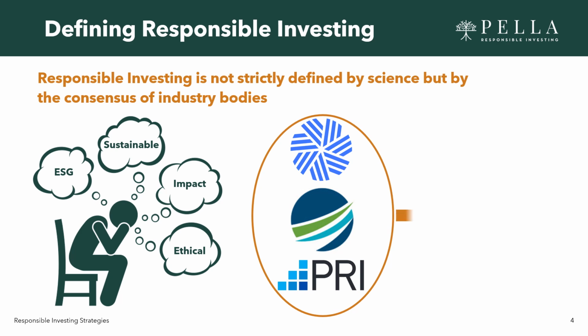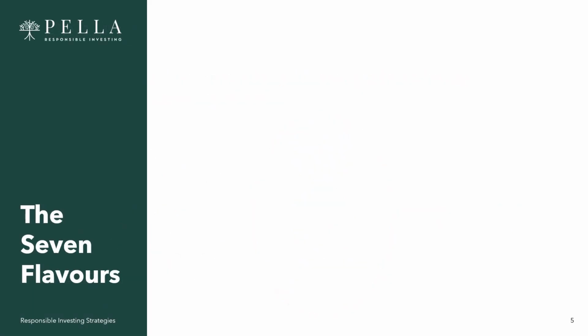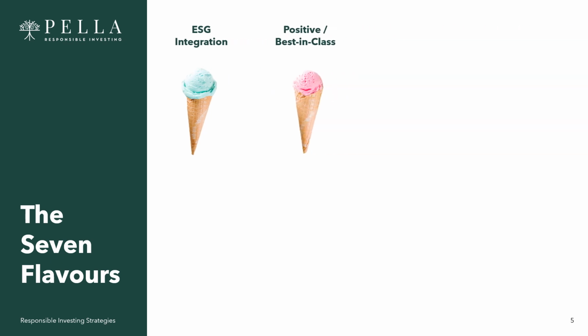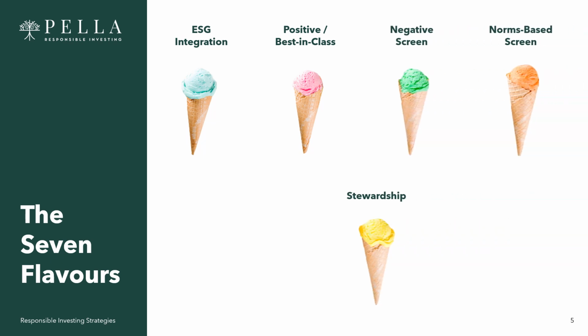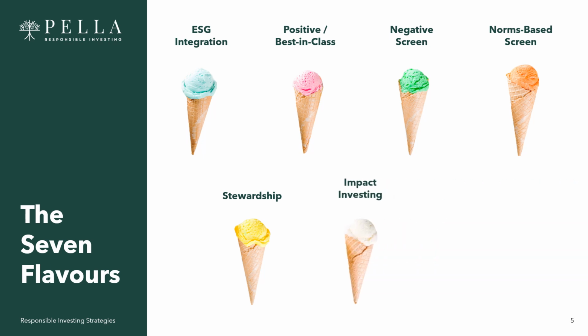Today, we're going to explore the outcomes of this important collaboration. We'll dive into how these unified descriptions provide a clear path through the evolving world of responsible investing. The 7 responsible investing strategies are ESG integration, positive or best-in-class ESG integration, negative screens, norms-based screens, stewardship, positive impact investing, and sustainability-themed. Let's take a closer look at each strategy.